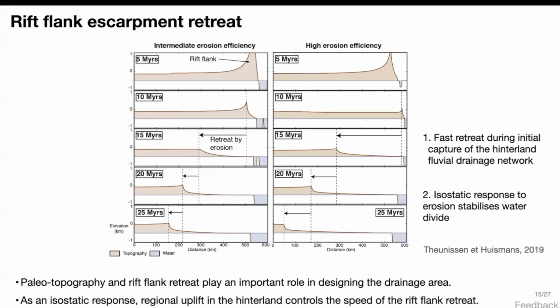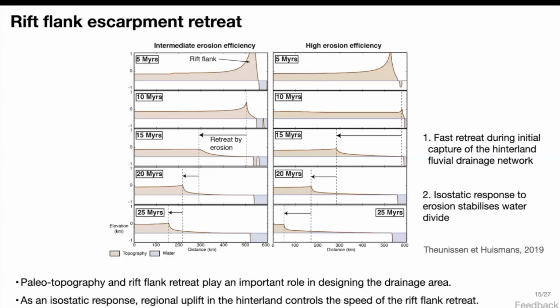This is happening because the drainage network, which is first oceanward and limited by the water divide, which is the highest topography along the rift flank, on the coastline, which is the shoreline. If suddenly the drainage captures the internal fluvial drainage network, it will get access to a really high, wide drainage area. This will suddenly increase the sediment flux, and therefore the erosion rate, and therefore increase the retreat of the rift flank.